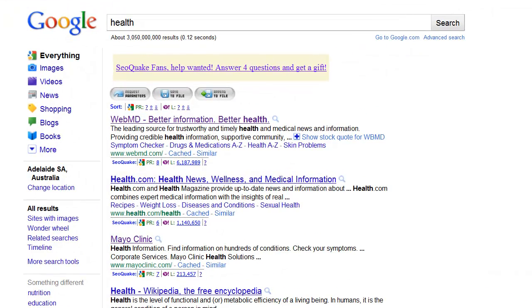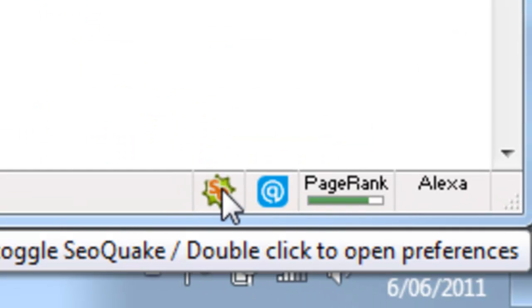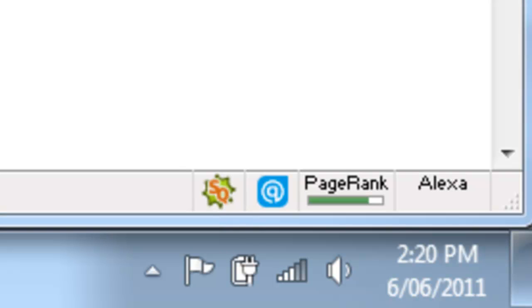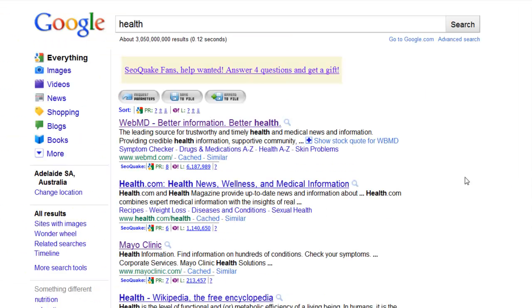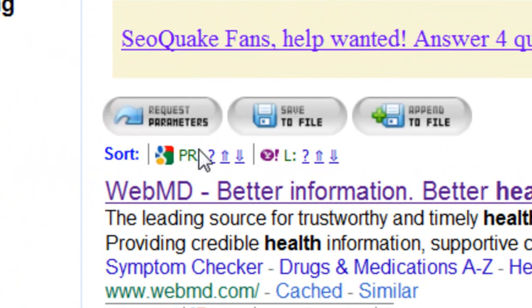So I'm over at Google now, and before I do anything, I want to make sure that I've got my SEO Quake plugin turned on. As you can see in the bottom right of the screen, if you click it, it's on. I'll click it off now and then back on again. Make sure that's turned on, and the parameters that we want to be concentrating on are, again, PageRank here, PR, and links, L, there. These are the important ones that we look at.